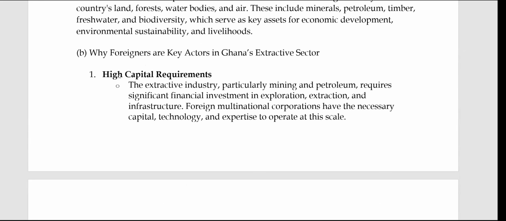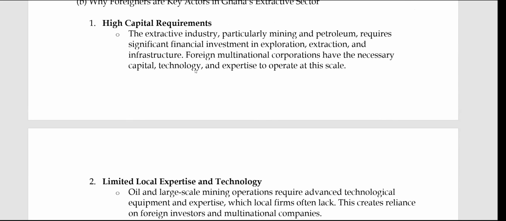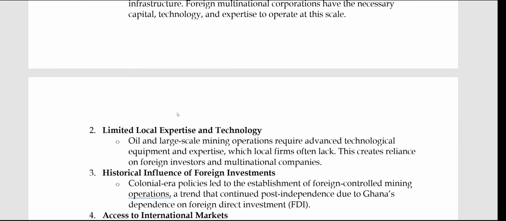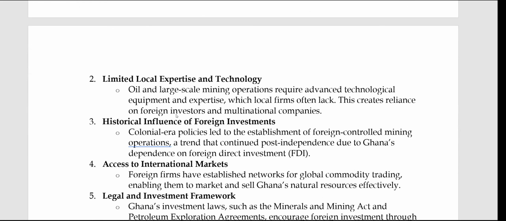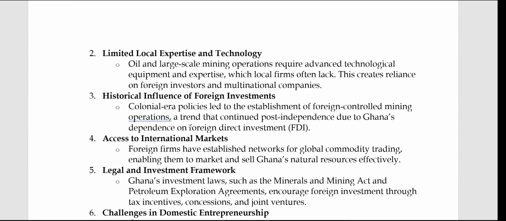So why are foreigners key actors in Ghana's extractive sector? Let's see. High capital requirement. Did we get it? Limited local expertise and technology. Did we get it? Historical influence of foreign investment. Since our colonial era, we depended on the white man.